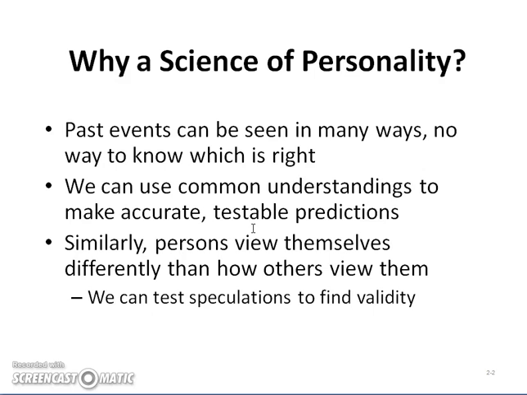We can also use science to help make accurate, testable predictions about how things develop and how things work, interventions, for example, to help people. And also to try to figure out what's valid or true in the speculations and theories that are postulated about personality so that we can use those to better people's situation in their lives.